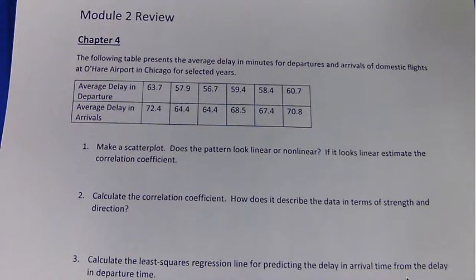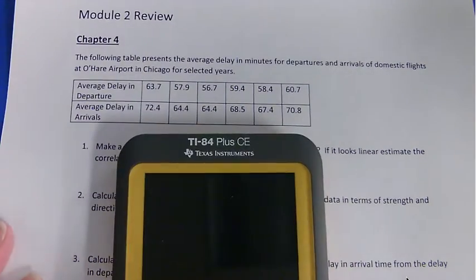Module 2, we discussed two things. In Chapter 4, we discussed linear regressions, and in Chapter 5, it was all about probability. So let's just quickly review how we do the linear regression. If we have a table of data, we can put that in the calculator.